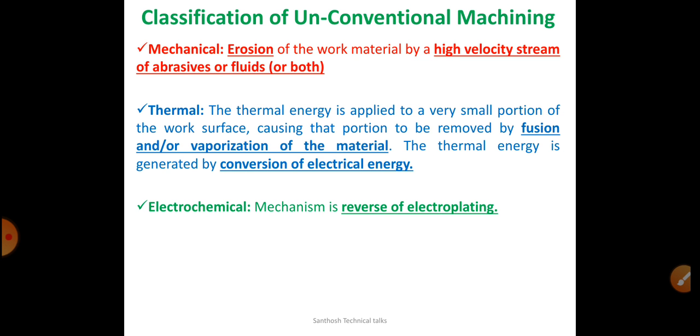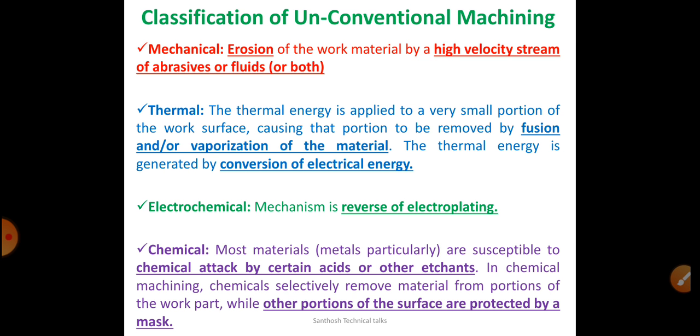Next is the electrochemical method. It is a very simple method. This mechanism is the reverse of electroplating. In electroplating, we are coating a metal, or adding the metal. In electrochemical machining, we are removing the metal. That is why it is called the reverse of electroplating.